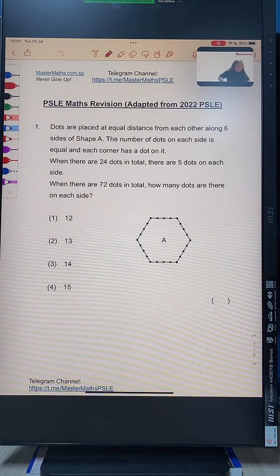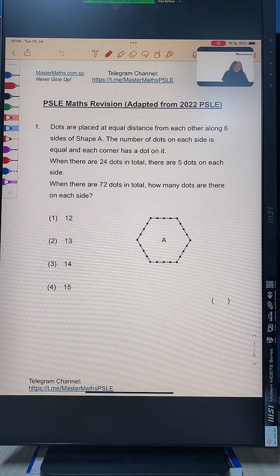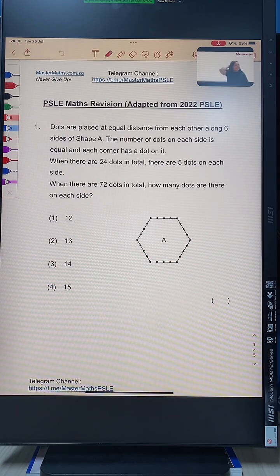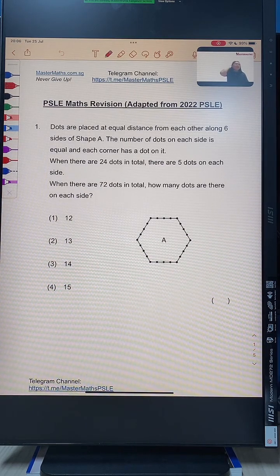Okay, question number 1. Dots are placed at equal distance from each other along 6 sides of shape A. Shape A is called a hexagon. A hexagon has 6 sides. Now the number of dots on each side is equal and each corner has a dot on it. When there are 24 dots in total, there are 5 dots on each side. When there are 72 dots in total, how many dots are there on each side?